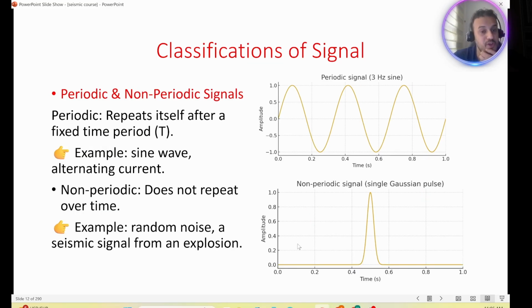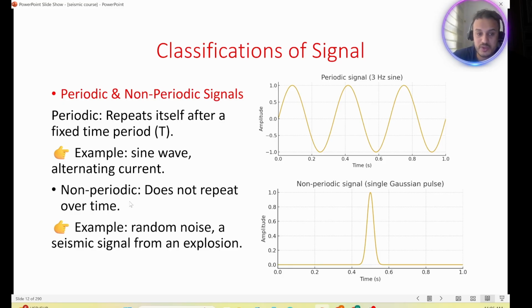We also have periodic and non-periodic signals. The periodic signal repeats itself after a fixed time period. So the same wave will repeat itself at a fixed period of time. An example is the sine wave. The sine wave goes up and down, up and down. This wave will repeat itself at a specific period of time. And you can also consider it the same as a continuous signal.